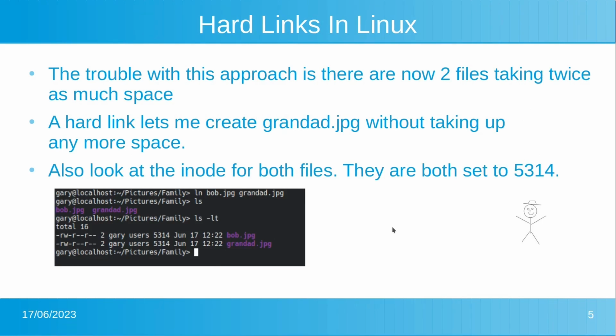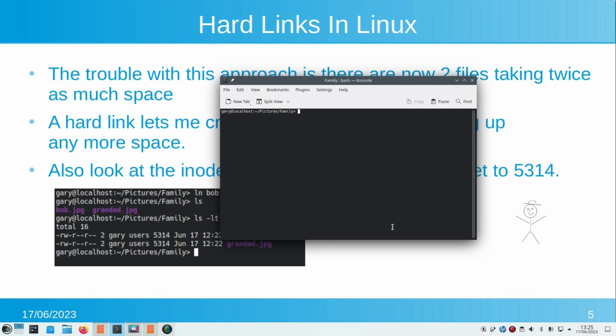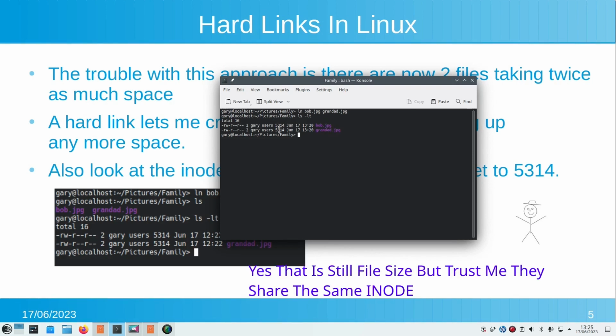A hard link lets me create a physical link between two things. So in this case I want to make Bob and Grandad the same thing. So if I do ln bob.jpg grandad.jpg, then ls -lt, you can see Bob and Grandad have the same inode, so they're essentially the same file.